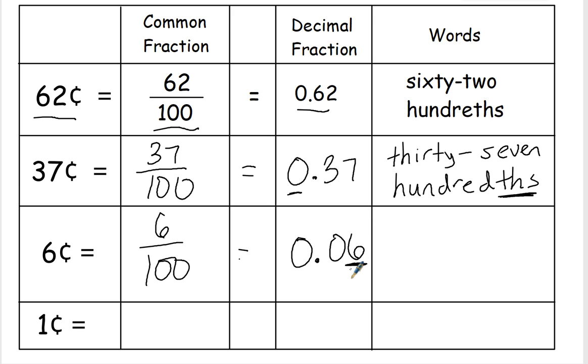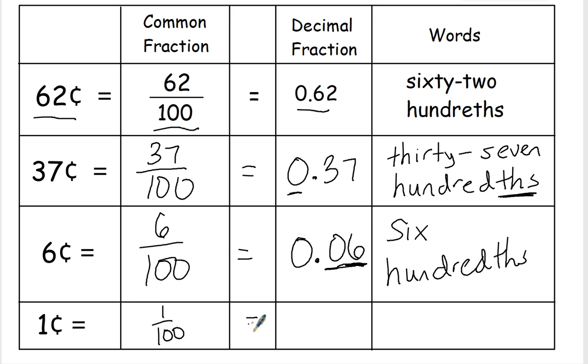So that 6 has to be in the hundredths place. Okay, so you have to write a 0 after the decimal place to put the 6 in. Because if I wrote it like this, well, that's 60 hundredths, and I want 6, so we write it as 0.06. Okay, or we say 6 hundredths. Okay. 1 cent is the same as 1 over 100, which is the same as 0.01, because that's how we would have 1 hundredth.